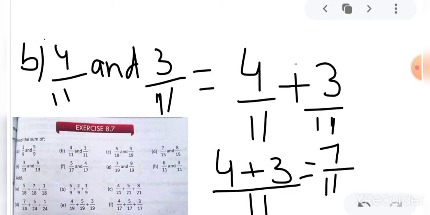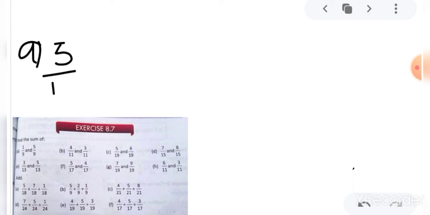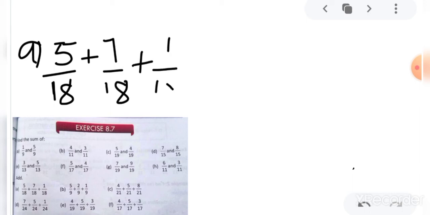Now we are going to do addition of more than two like fractions. Let us do question number 2. Question number 2 is add 5 by 18 plus 7 by 18 plus 1 by 18. So let us solve it. The question is 5 by 18, 7 by 18 plus 1 by 18. This is our question, right? So how to solve it?